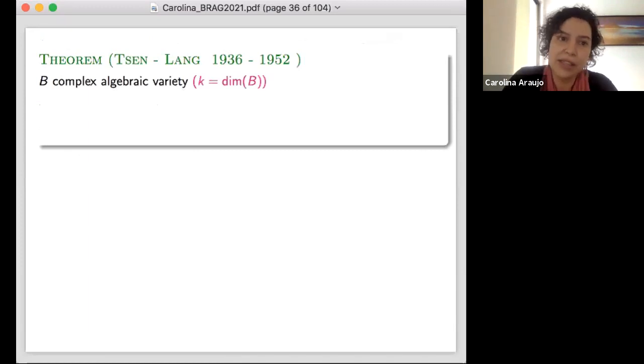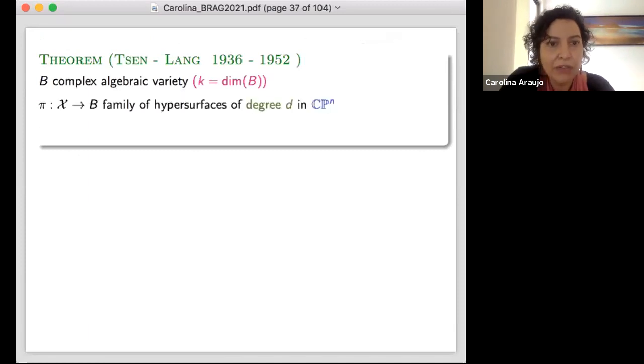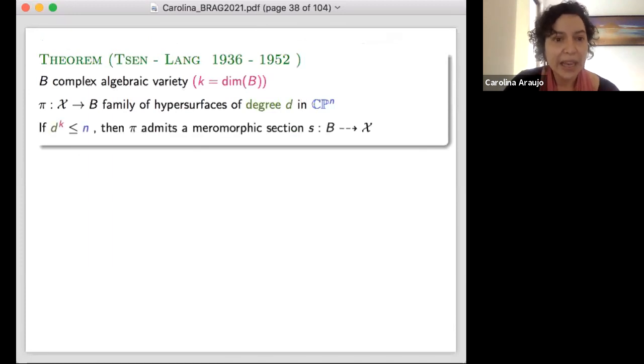So if B is a complex algebraic variety of dimension k, and if you have a family of hypersurfaces of degree d parameterized by this base B, if the degree of the hypersurface satisfies this condition, if d to the k is less or equal than n, then pi admits a meromorphic section. So if you are working over higher dimensional bases, you have to strengthen the condition on the degree, but you still have existence of sections.